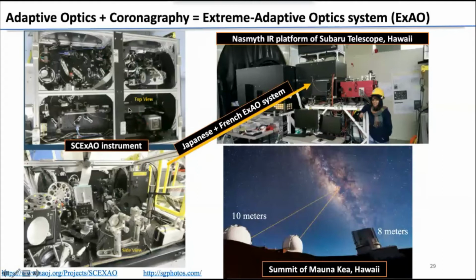This is the instrument where I did my PhD. It uses the AO to undo the twinkling effect of the star, and uses a coronagraph to block the starlight. This instrument has these two techniques. They are called an extreme AO system, XAO. Basically, it's just a fancy name. This one is called SCExAO. It's a Japanese-French system at the Subaru telescope. This is the Subaru telescope in Hawaii. These are the Keck telescopes I was mentioning before.